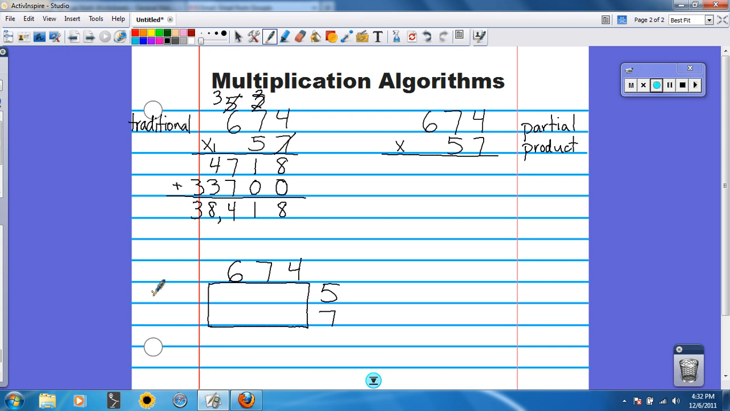And in this one, we break down the multiplying into place value. So we're going to start with our bottom number in the tens place. If we had the hundreds place, we would start here. But we're going to start here in the tens place with 5. The 5 is worth 50. And we're going to multiply that by the hundreds place of the top number, 600. 50 times 600 is 30,000.